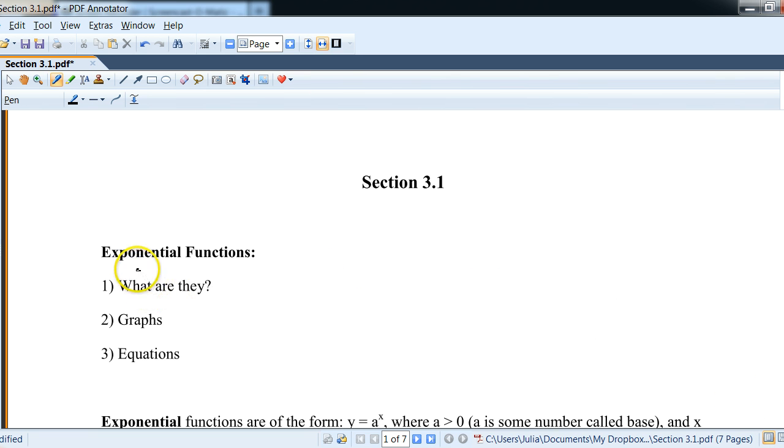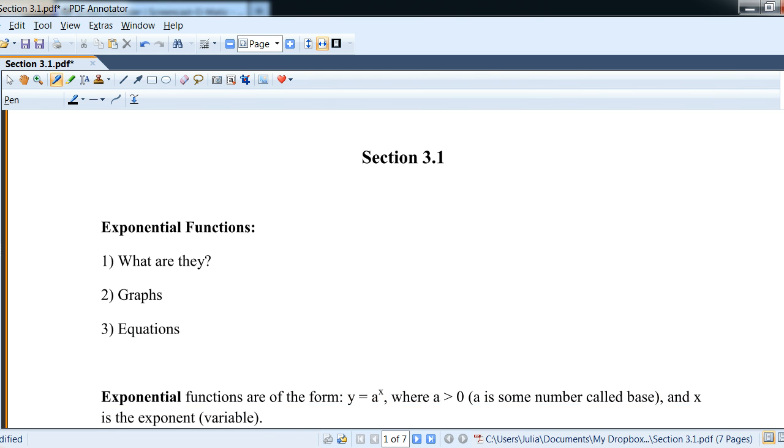So there are three main questions that we'll try to answer. Exponential functions, what are they? Let's try to remember what distinguishes them from polynomials or rational functions that we studied so far, especially polynomials, which sort of look a little similar, but we'll see what the key differences are. What are their graphs? And equations we'll pick up a little bit later in the chapter.